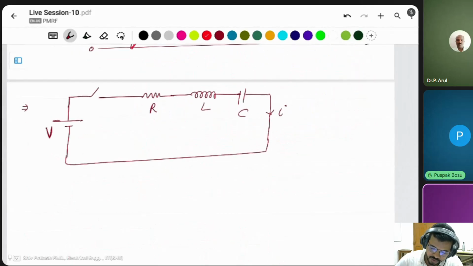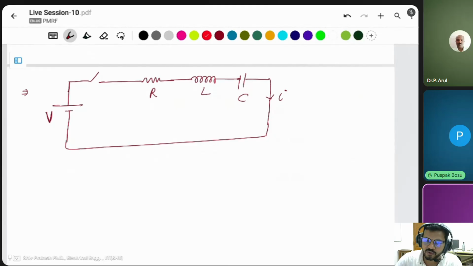The current goes to zero after some time, but it depends on how much time it takes. If it takes a long time to go to zero, there is an overdamped system. If there is some oscillation and then it goes to zero, the system will be underdamped. If it goes fast to zero, the system will be critically damped. But if there is only oscillation and no zero, the system will be an undamped system.